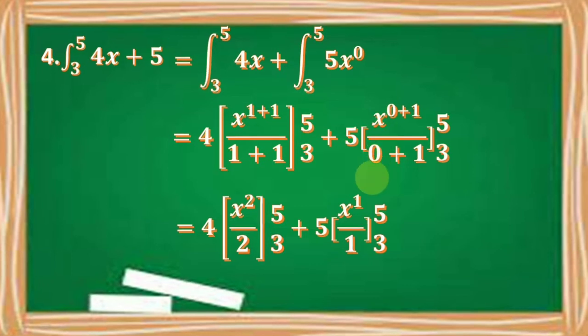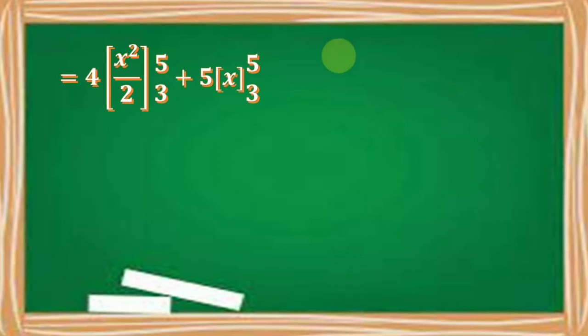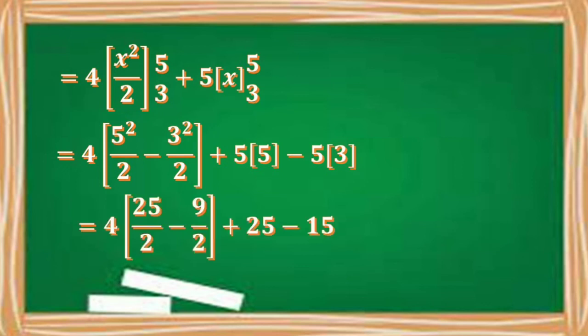And x to the first over 1 is simply x, and therefore we have 4 times x squared over 2 from 3 to 5 plus 5 times x from 3 to 5. Then replace x by 5 and 3. So we have 4 times 5 squared over 2 minus 3 squared over 2 plus 5 times 5 minus 5 times 3. So we have 4 times 25 over 2 minus 9 over 2 plus 25 minus 15.